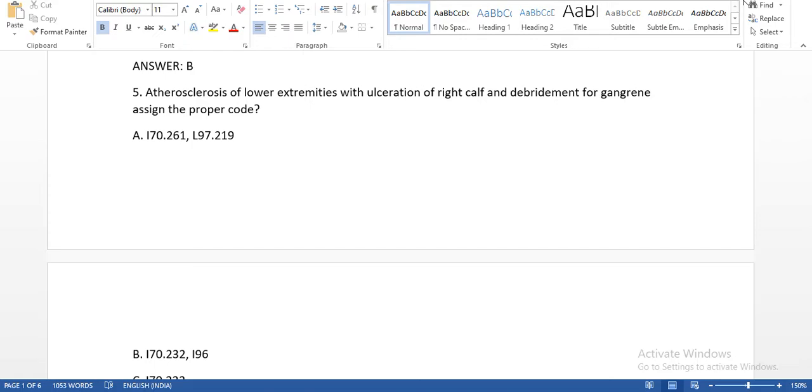So here the answer is I70.261, L97.219. Answer A. Whenever we check documentation like ulceration, we need to check whether it is a pressure ulcer or a normal ulcer. Usually pressure ulcers arise due to continuous sitting or idle position. Here the physician has not mentioned any pressure, so we need to code it as normal ulceration.